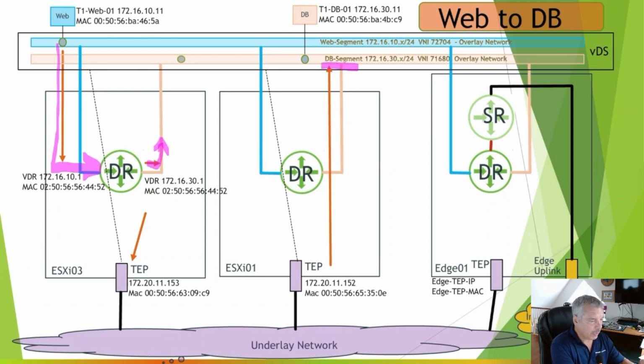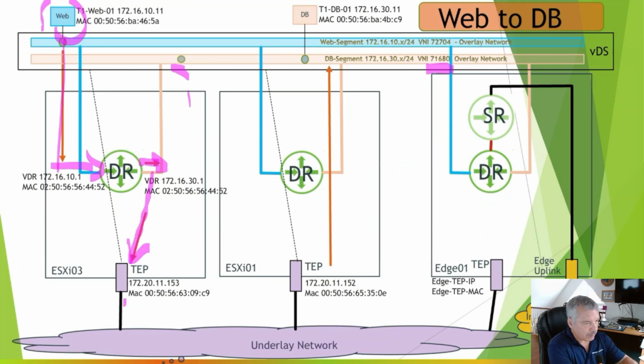Now, hang on a second. It's got to get over here on the database. It's not a magic wire that goes across there. So it's going to come in like this, does a route decision. It's now on the database segment. Okay? Notice the VNI here. Okay? 71,680.